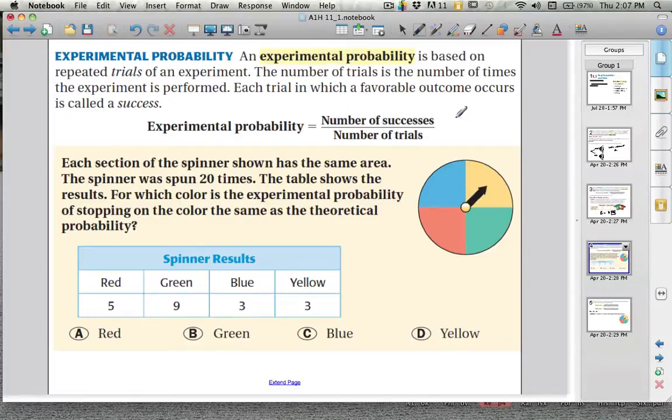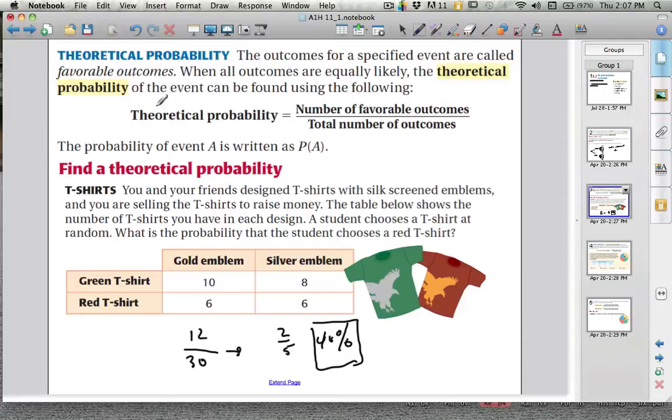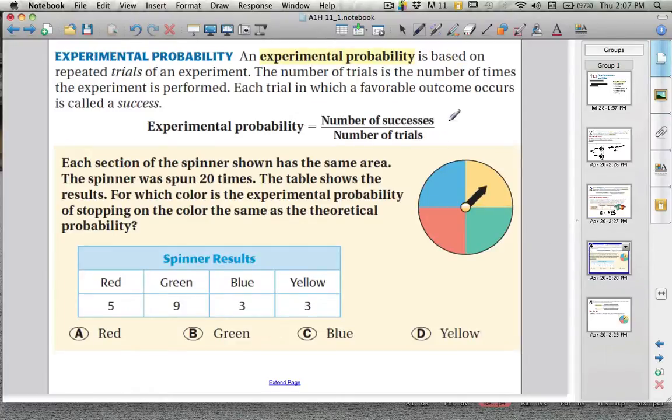Experimental probability is based on actually conducting repeated trials of an experiment. Okay, so remember what we looked at before was theoretical probability. We're just looking at what's possible, but we're not actually doing anything. We're just talking about it. It's all in theory. Experimental probability is based on repeated trials of an experiment, and the number of trials is the number of times the experiment is performed, and each trial in which a favorable outcome occurs is called a success. So in experimental probability, we're talking about the number of successes over the total number of trials.